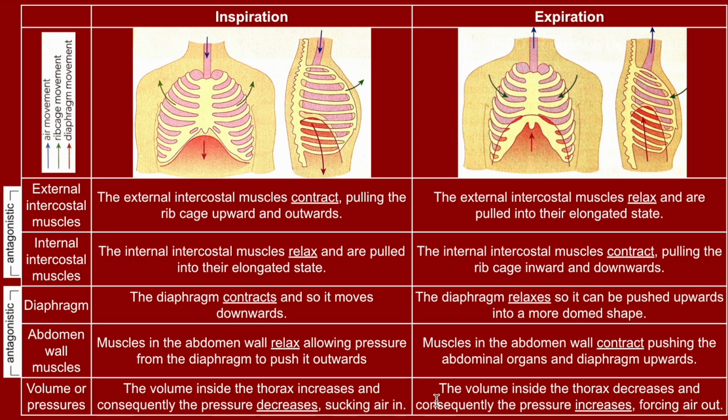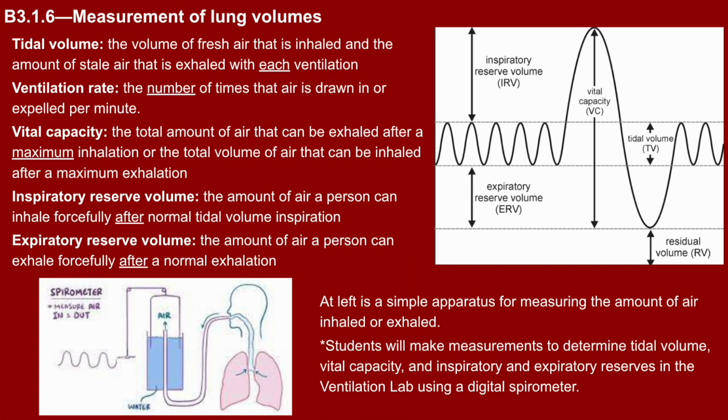So it's important to be able to discuss inspiration and expiration, what's happening with each of these sets of antagonistic muscles, and how that then affects the volume, and therefore how the pressure of the air going from high to low is going to cause air to move in or out of the lungs. Now we can measure this using a spirometer.